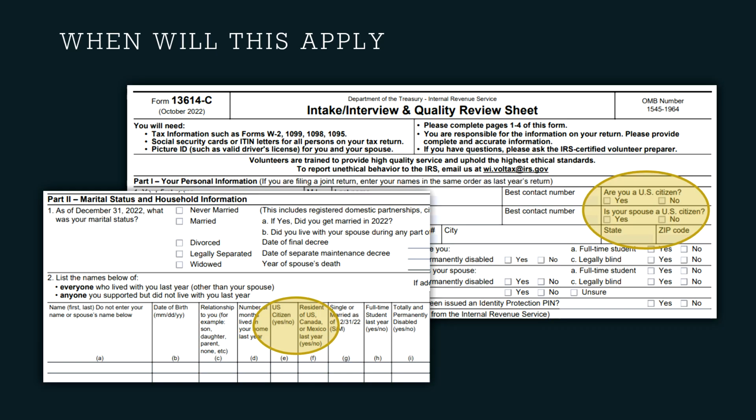Let's start with where we will first get the indication that we are looking at a tax situation involving non-U.S. citizens. On our intake form, Form 13614-C, there is a space in the Personal Information section, Part 1, where our clients will check if either they or their spouse, if filing joint, are a U.S. citizen. In Part 2, the section for Household Information, there are also some questions regarding the citizenship and residency of other people who either lived with our client or our client supported.